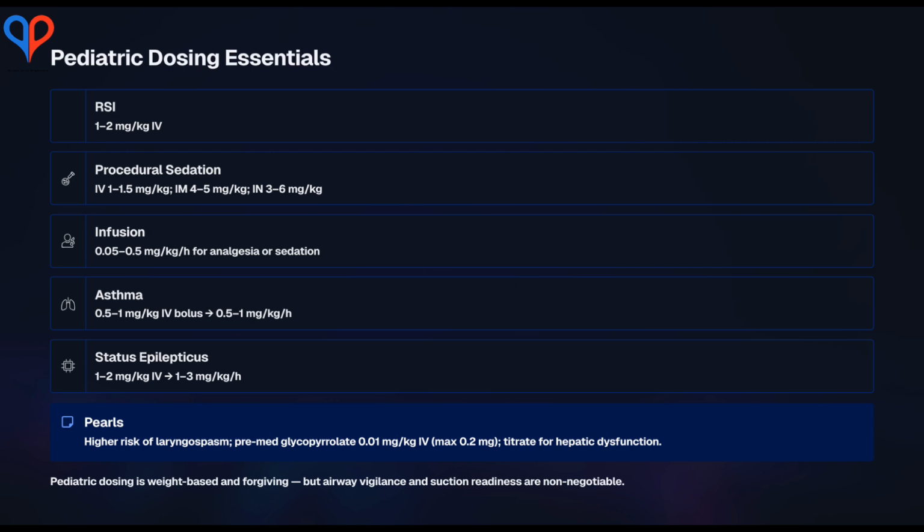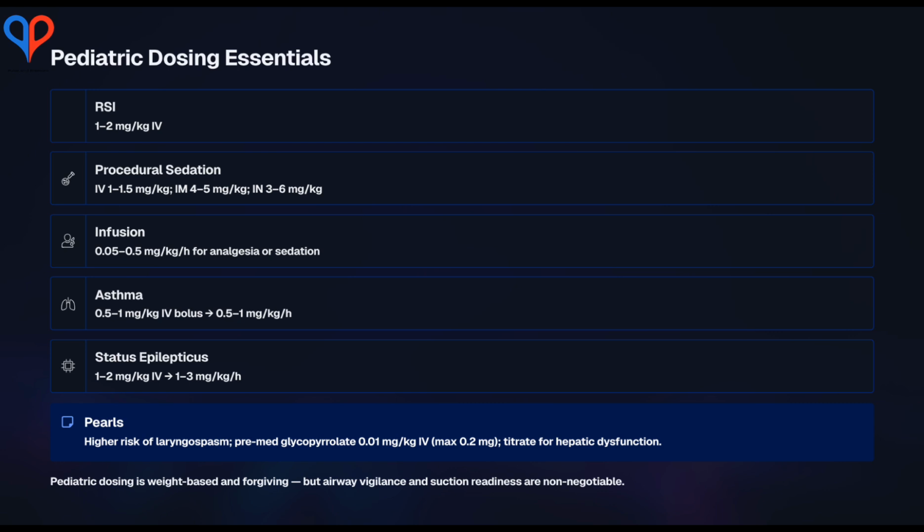In pediatrics, ketamine remains one of the safest sedative analgesics. RSI dose, 1 to 2 milligrams per kilogram intravenous. Procedural sedation, 1 to 1.5 milligrams per kilogram intravenous, or 4 to 5 intramuscular. Intranasal dosing, 3 to 6 milligrams per kilogram when intravenous access is difficult. Continuous infusions typically range from 0.05 to 0.5 milligrams per kilogram per hour.